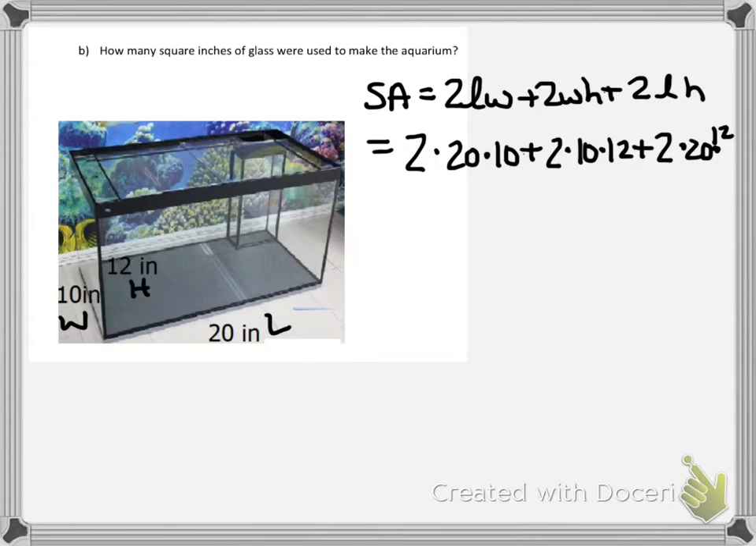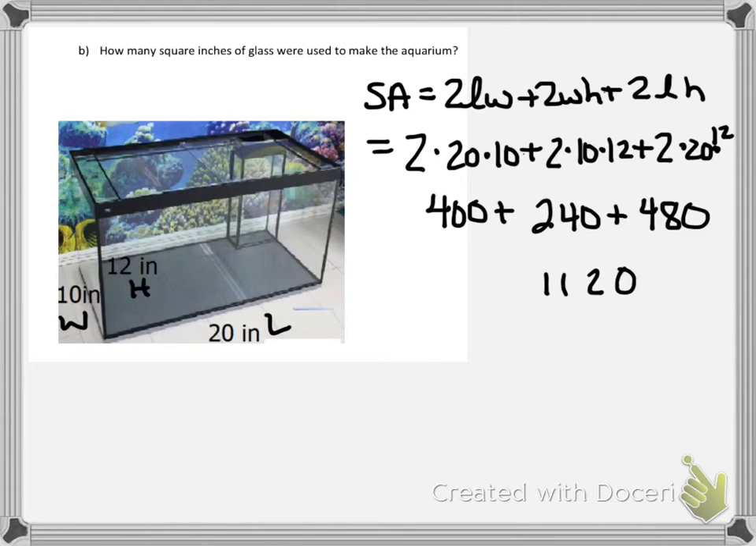Okay, so we're going to go ahead and multiply here. 2 times 20 is 40. 40 times 10 is 400. 2 times 10 is 20. 20 times 12, 240. And 2 times 20 is 40. 40 times 12 is 480. And then we're going to add all of that up together. It's 1,120 inches squared. However, in the problem we were told the bottom is made up of plastic.